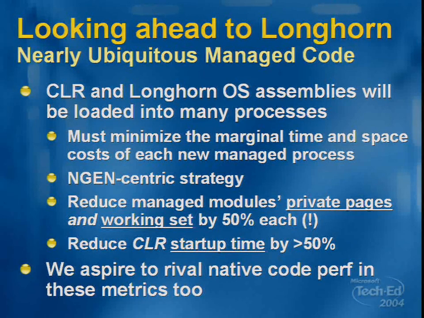Now, we can't go and, for every new process you start up that uses Avalon or Indigo, for example, JIT another copy of that code, because it would be private memory and it would take up a lot of memory per process. We need to minimize the marginal cost of these things, so we use an enhanced engine that we've been working on and will continue to work on in the next development time of Longhorn to tune that up.